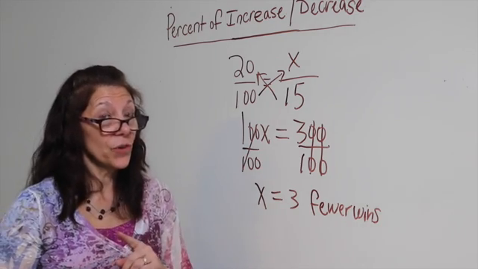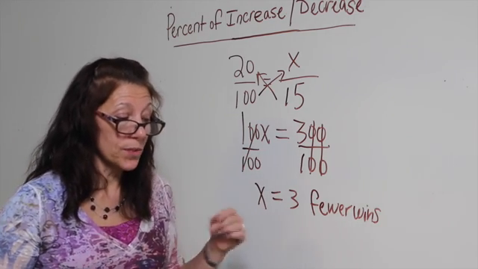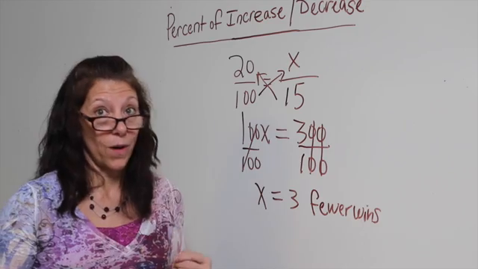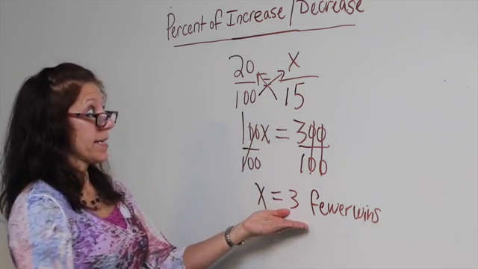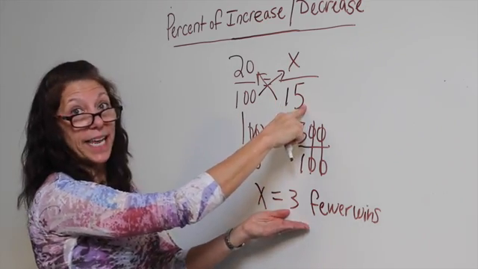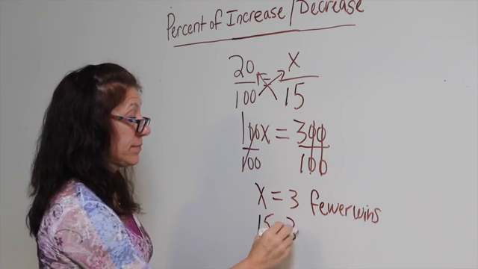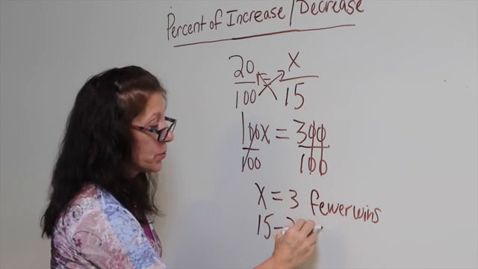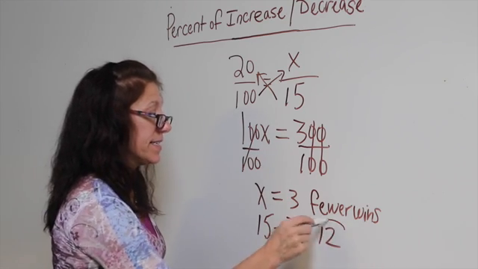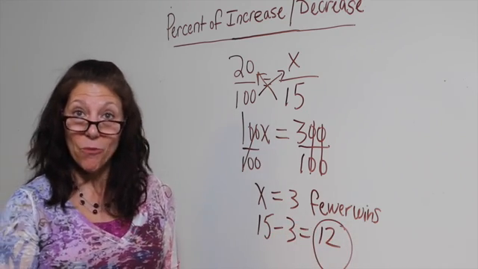However, it doesn't answer the question. The question was, what was the total number of games that they won? So we need to go back to the original, which was 15 games. Subtract the 3, and we end up with 12. So this is the number of games that they won this year.